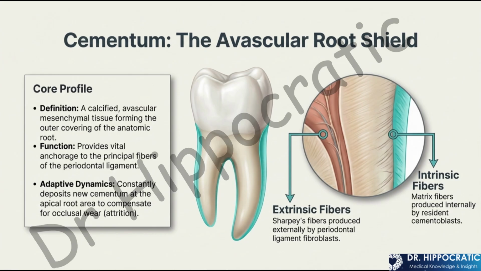Why is it constantly growing at the bottom? It's an ingenious evolutionary compensation mechanism. Over decades of eating, the biting surface of your enamel slowly wears down. It flattens out. Right. So to keep your upper and lower teeth in active contact so you can actually chew your food, the cementum at the bottom of the root continuously thickens. It essentially pushes the entire tooth microscopically upward over your lifetime to compensate for the wear at the top. That is amazing.